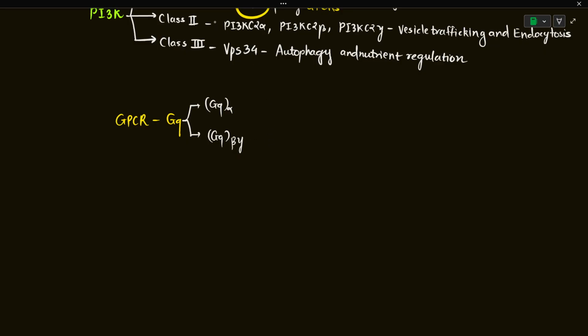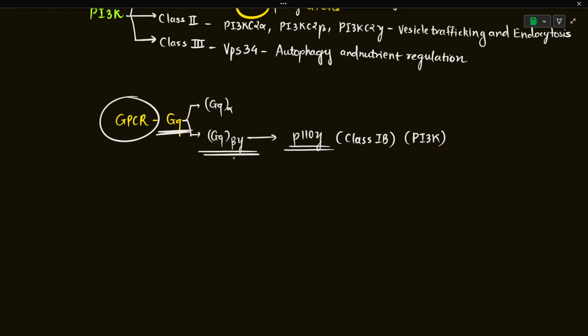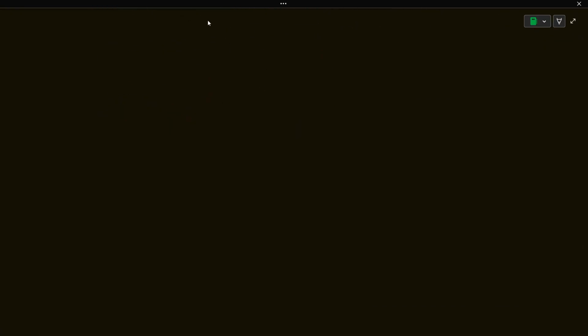So one of them is that G beta gamma activates P110 gamma, which is a PI3 kinase, which belongs to class 1B, right? So this class 1B PI3 kinase is activated by a GPCR, the Gq protein, by the beta gamma subunit, and the RTKs activate the class 1A PI3 kinases. So let's learn in detail how the RTK do the activation of those PI3 kinases.